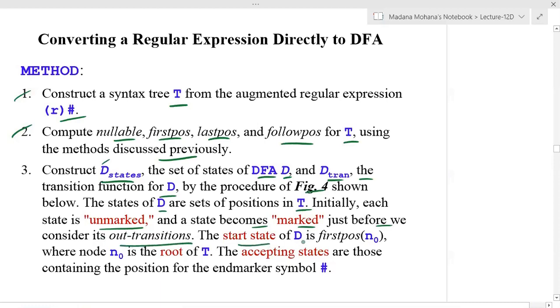The start state of D is the firstpos of n0, where n0 is the root node. For the above syntax tree, at node 6, the firstpos value is {1, 2, 3}. You can consider that the starting or initial state. The accepting states are those containing the position for the end marker #, the sixth one. So that is the accepting or final state.